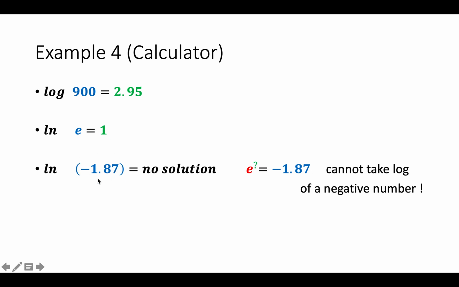And then, as we discussed before, when the argument is a negative, there are no solutions. It's not possible for you to find a number raised to a power that equals a negative number. So this should be an easy and quick check. On your calculator, you will see it's going to give you an error message. So make sure you practice that.